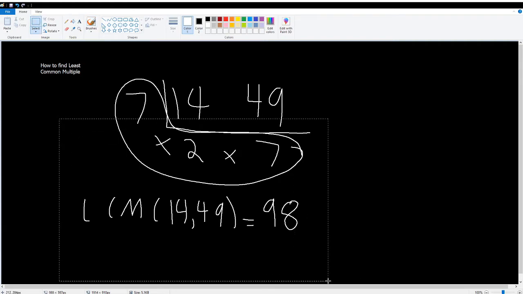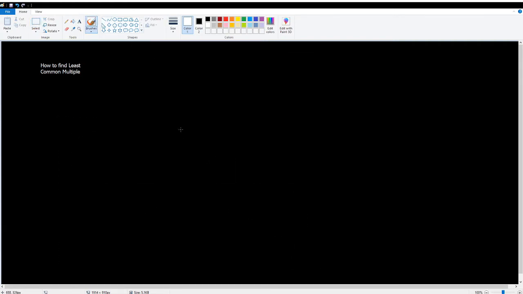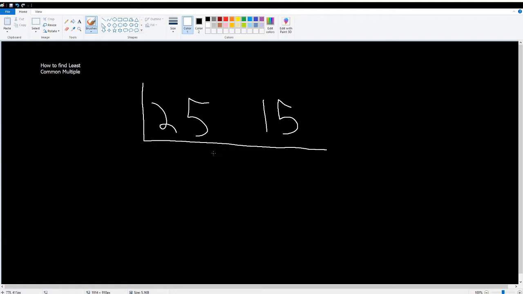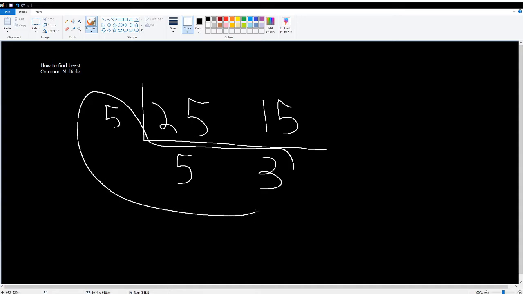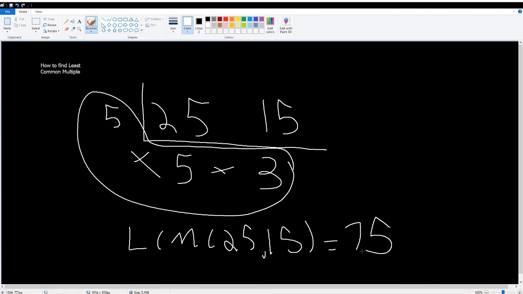Let's do some more. Let's do 25 and 15. Once again, we ask ourselves what goes into both numbers. What's a factor that they have in common? 5. 5 goes into 25 5 times. 5 goes into 15 3 times. There are no other factors that 5 and 3 have in common, so we just circle these numbers and multiply. 5 times 5 is 25. 25 times 3 is 75. The LCM of 25 and 15 equals 75.